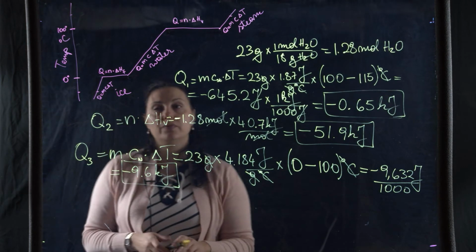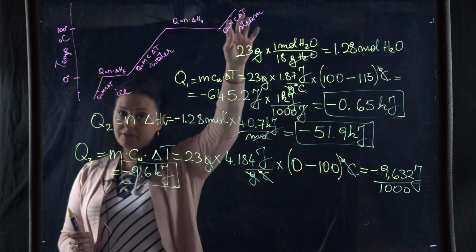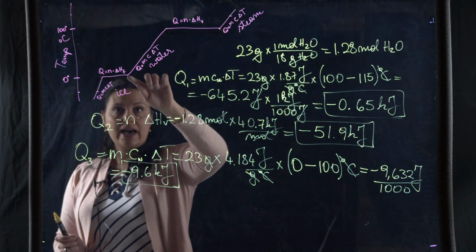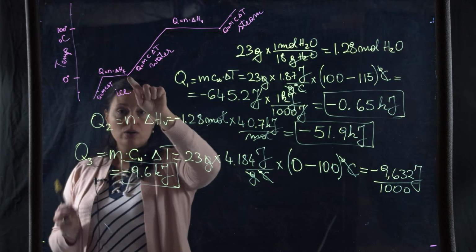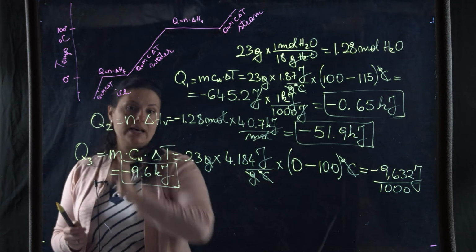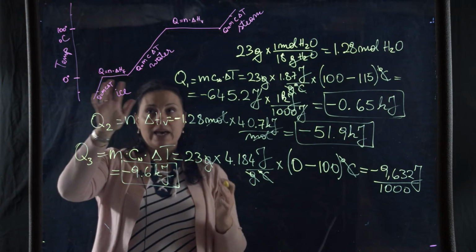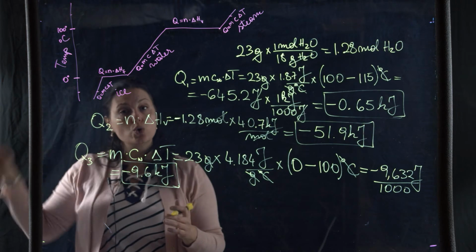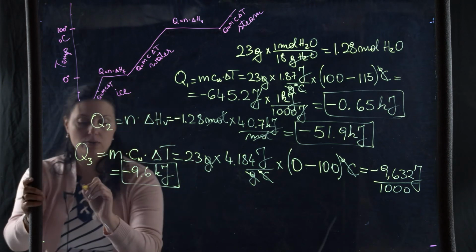That's my third step. After these 3 steps, I have taken steam from 115 degrees all the way through the phase change. I condensed it to liquid, and now I have liquid at 0 degrees. My next step will take liquid water from 0 degrees and freeze it to ice at 0 degrees. Once again, there is no temperature change for this, so you can't use a negative temperature change to know this is negative, but you know it's negative because you're cooling. Therefore, the water is giving off the heat, so this will be a negative value.